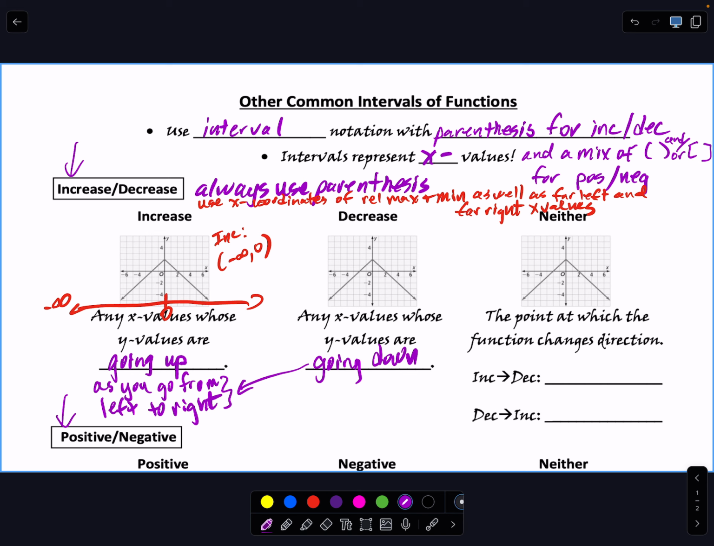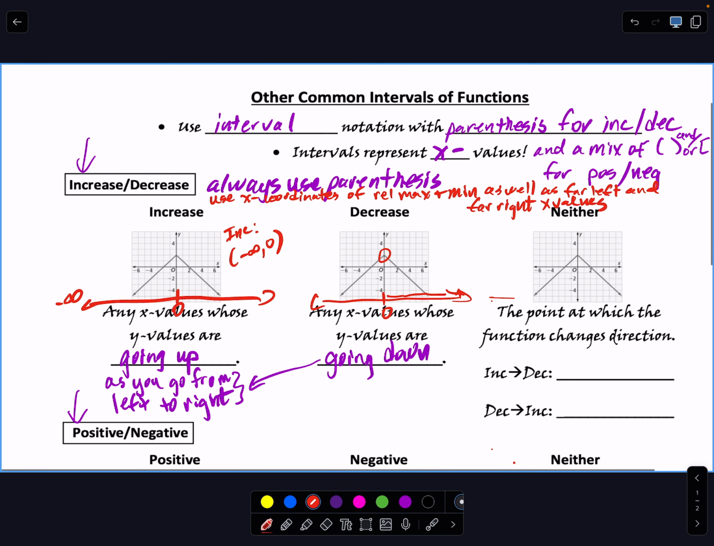And it is the x value of that relative max, that point that is the highest there. It is the x coordinate and then to the right to positive infinity. That is your decreasing interval. So 0 to positive infinity. And again, when you write intervals, it's always the smallest value on the left, the largest value on the right. So increasing and decreasing intervals for that diagram are written there.